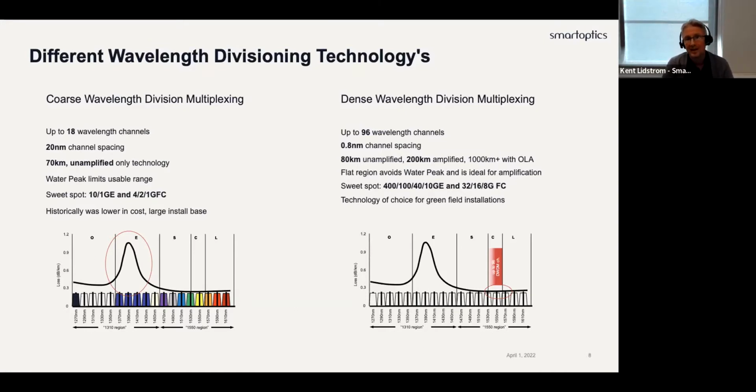And then you have dense wavelength division multiplexing, where you have a much narrower channel spacing of 0.8 nanometers. You can get up to 96 wavelengths in that area. That part of the spectrum is typically called the C band. And here you can go 80 kilometers unamplified, 200 kilometers amplified in a point-to-point span, and 1000 plus if you use optical line amplifiers. So all the higher bit rates only exist and work over DWDM for any type of transmission.